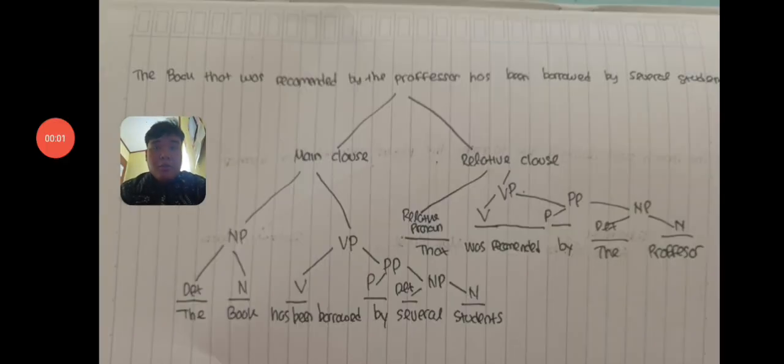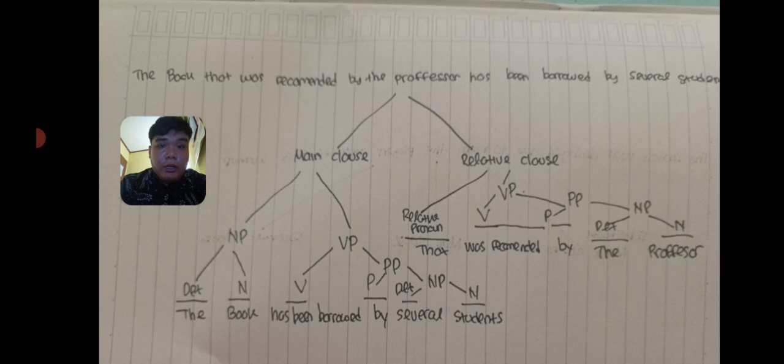So here is part two, and the first sentence is "the book that was recommended by the professor has been borrowed by several students." We are going to divide it into two clauses, which are a main clause and a relative clause. In the main clause, we divide it again into noun phrase and verb phrase. In the noun phrase, there are determiner and noun. The determiner is the word "the," and the noun is "book."